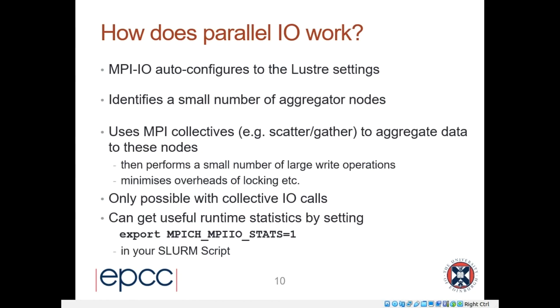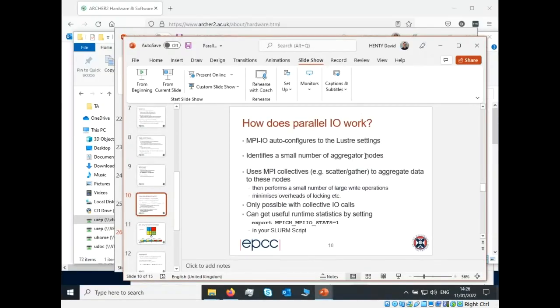So how does parallel I/O work? Well, MPI-IO auto-configures to the Lustre settings, and it identifies a small number of what they call aggregator nodes. So what it does is it identifies a subset of the nodes. Well, actually, not aggregator nodes. That is wrong. Aggregator processes. So apologies for that. That's a mistake. Processes. It tries to spread them across nodes.